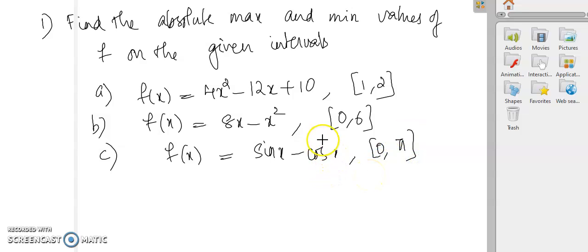So solve these questions also. Find the critical points of each one, so set the first derivative equal to 0. That will give the critical points. Then evaluate the function at the critical points and both the endpoints. Among those values, look for which is the maximum and which is the minimum. So kindly solve these questions also. Thank you.